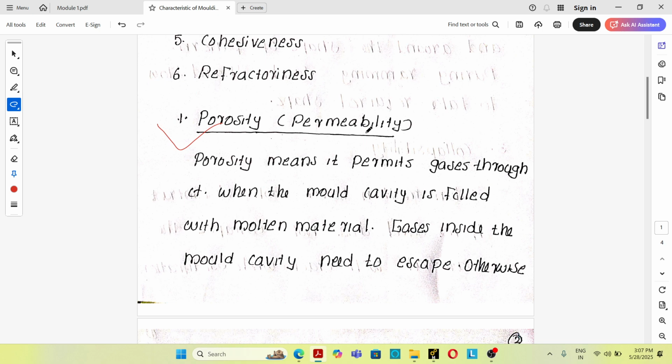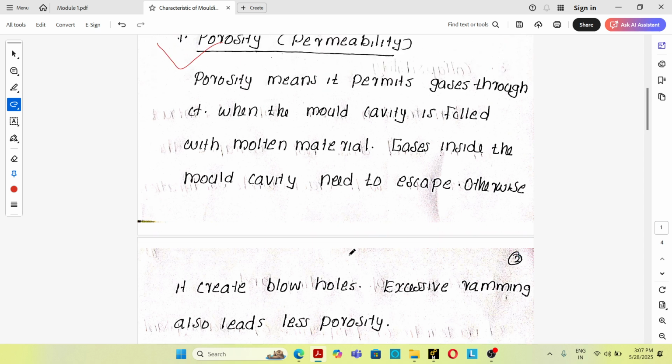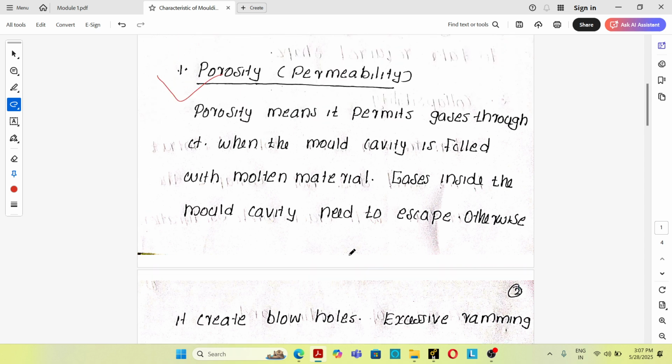Porosity is also known as permeability. Porosity means it permits gases through it. The sand should permit gases to flow through it. When the mold cavity is filled with molten material, gases inside the mold cavity need to escape. Otherwise, it creates blowholes. During the casting process, the mold cavity will be filled with molten material.